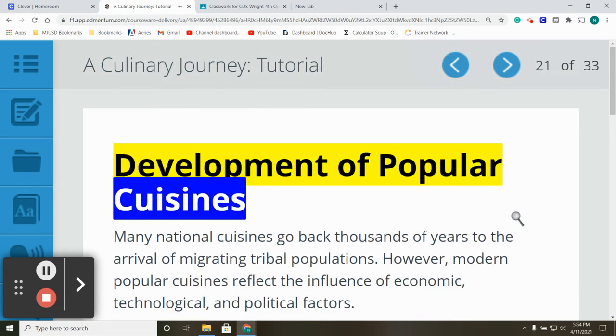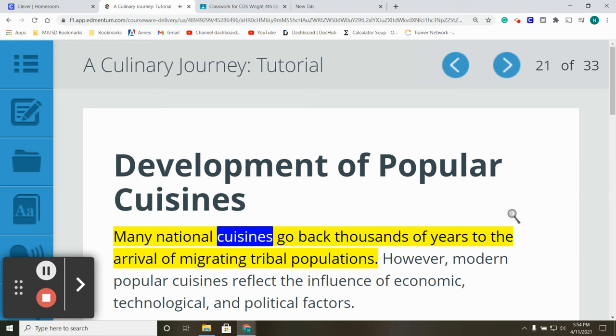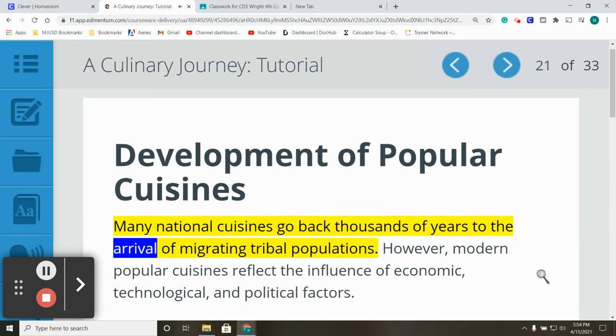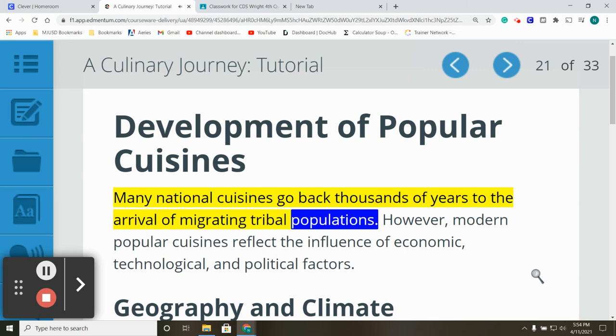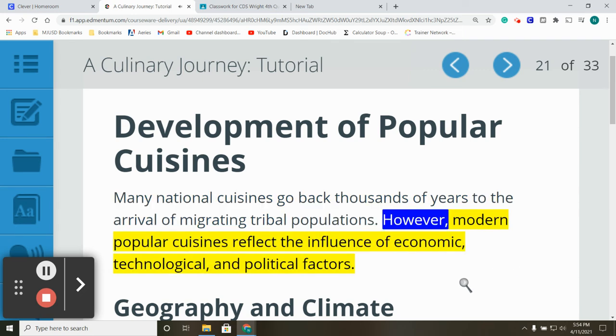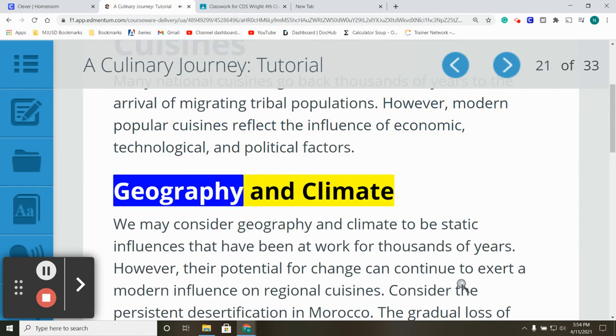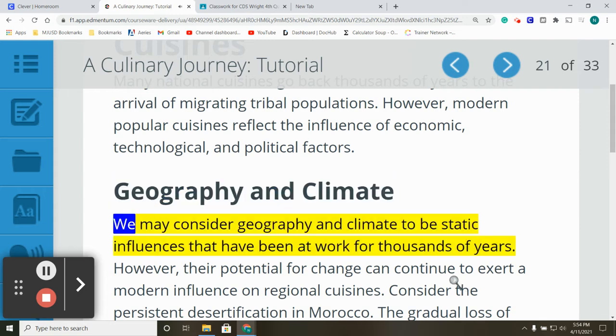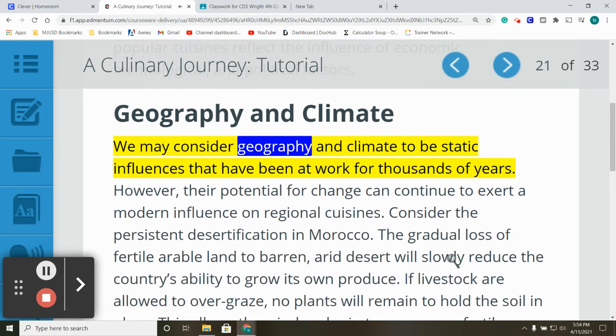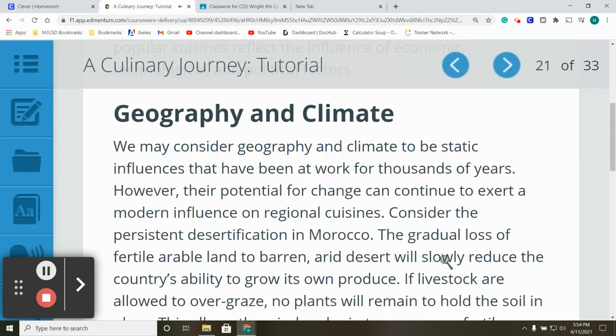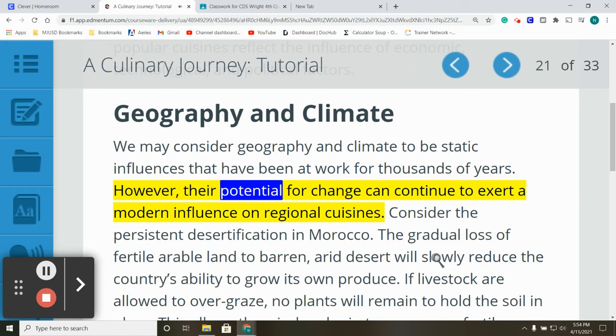Development of popular cuisines. Many national cuisines go back thousands of years to the arrival of migrating tribal populations. However, modern popular cuisines reflect the influence of economic, technological, and political factors. Geography and climate. We may consider geography and climate to be static influences that have been at work for thousands of years. However, their potential for change can continue to exert a modern influence on regional cuisines.